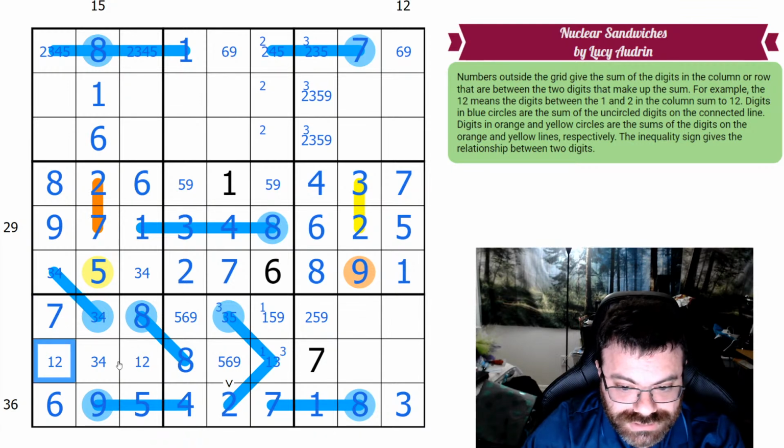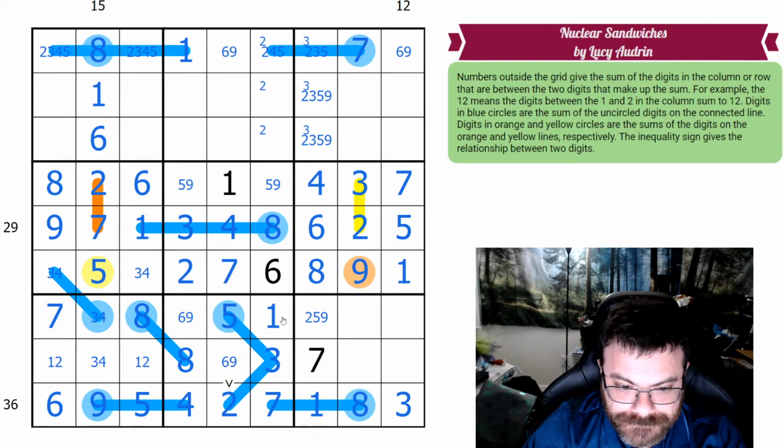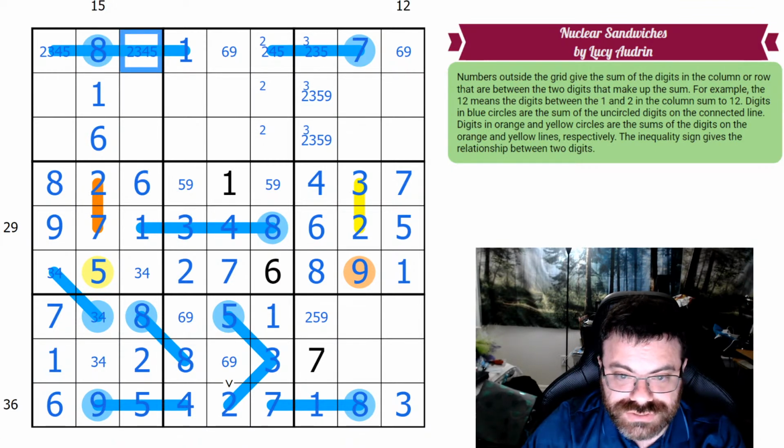So that helped. Got a 1, 2 pair. So this is 3, 5. None of these are 5. 6, 9 pair puts a 1 here. Keep going. This sees a 1, so that's 2 and 1. This is not 2, so that's not 5.